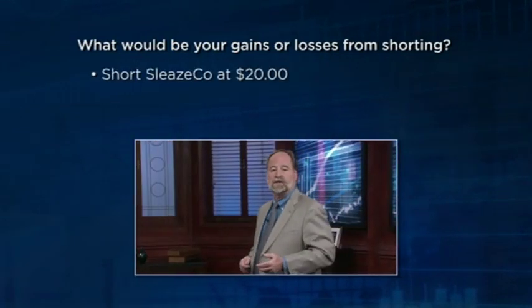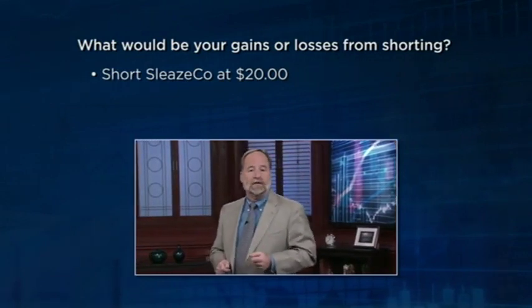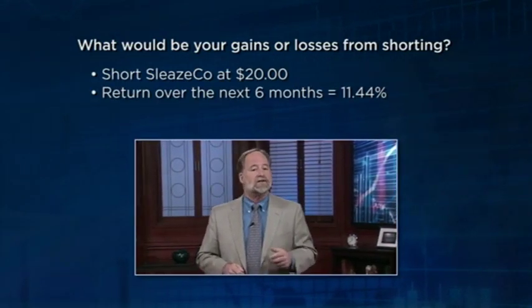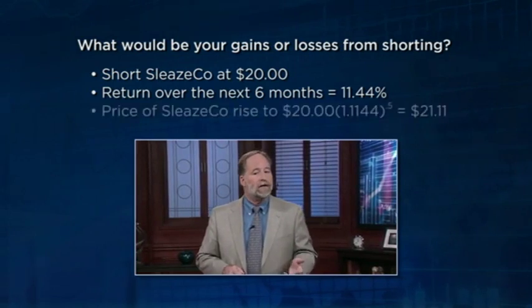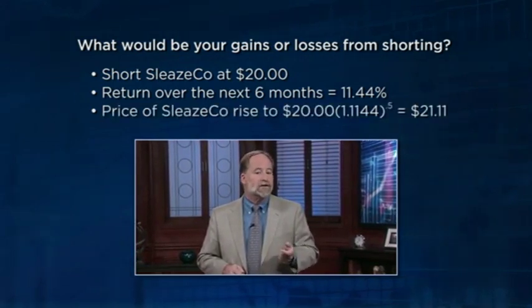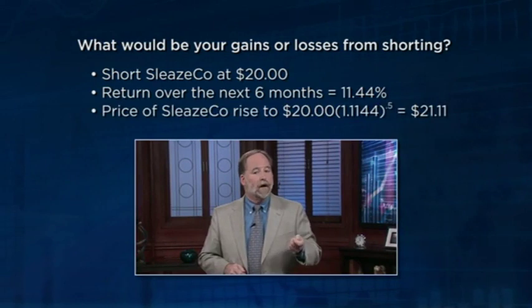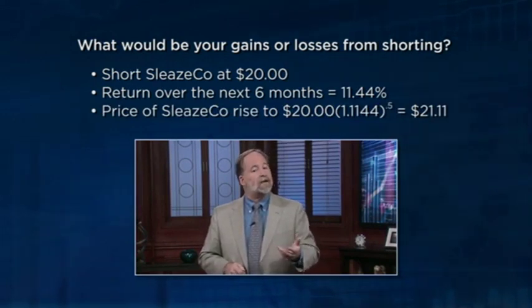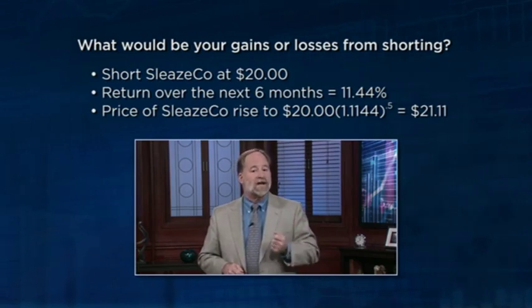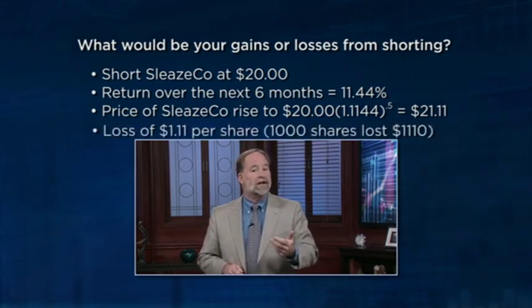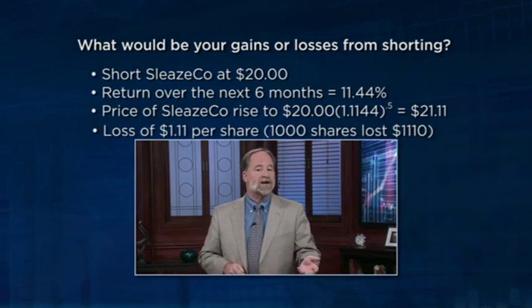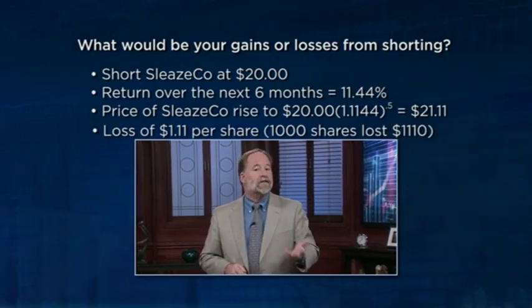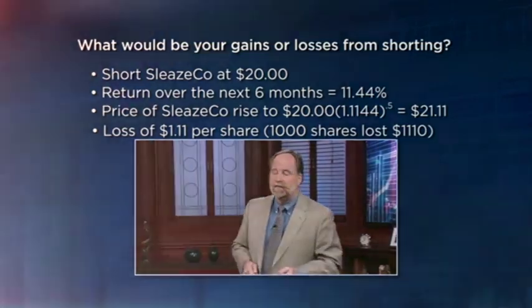Well, let's say that you shorted SleazeCo at $20. If the return over the next 6 months turned out to be 11.44%, then the price of SleazeCo will have risen to what? 20 times 1.1144 raised to the half power, because it's 6 months. It would have gone up to $21.11. You would have lost $1.11 per share on, say, the 1,000 shares that you shorted. You lost $1,110.